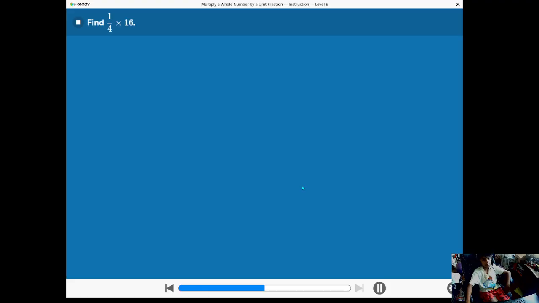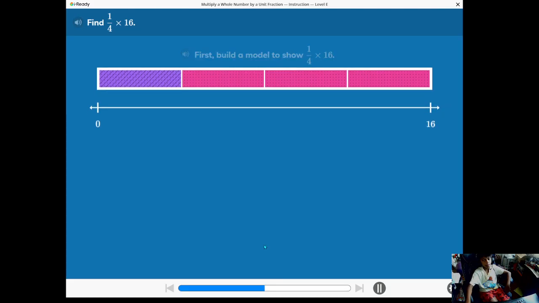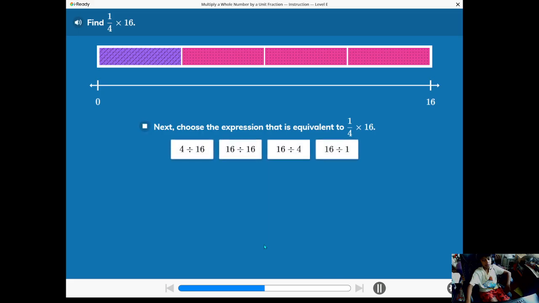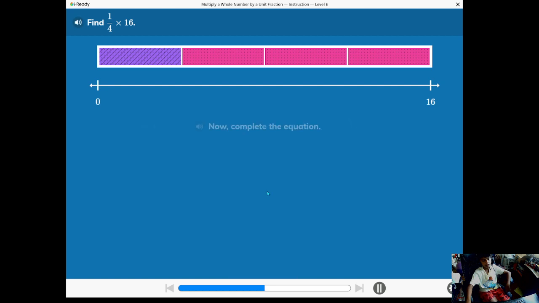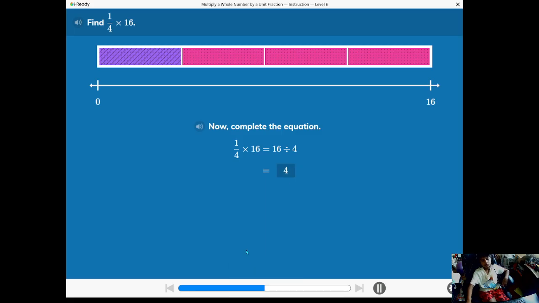Find 1/4 times 16. First, build a model to show 1/4 times 16. 1, 2, 3, 4. Next, choose the expression that is equivalent to 1/4 times 16. 16 divided by 4. Now, complete the equation. 4. Well done. 1/4 times 16 equals 4.